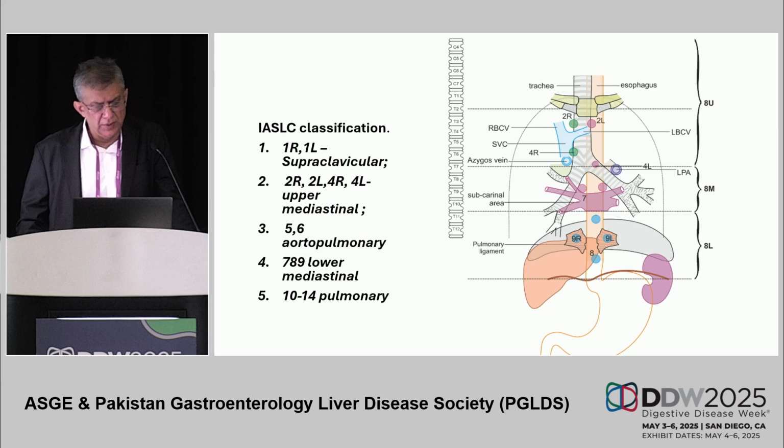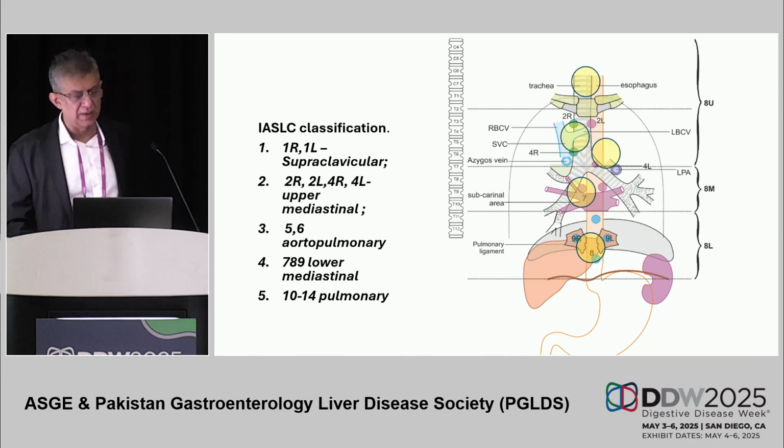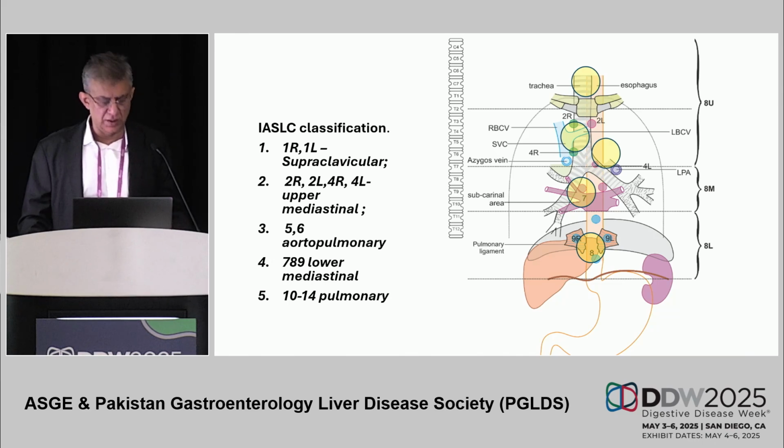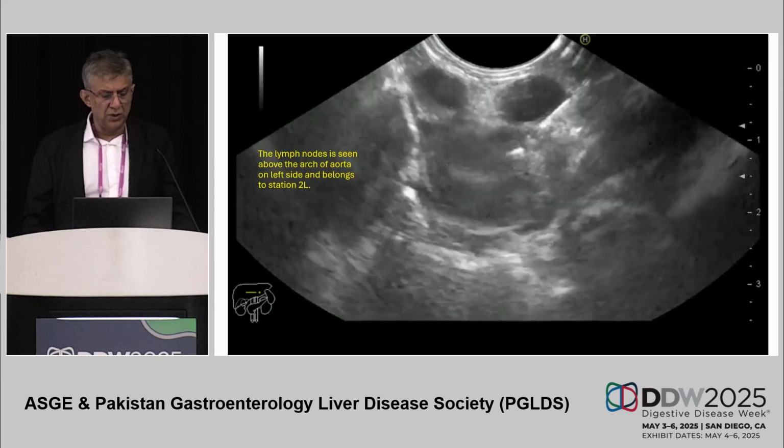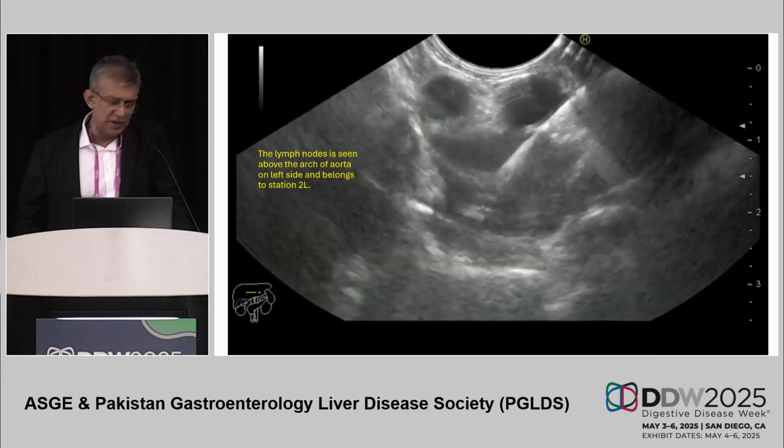When you do the ISGE classification, this generally applies to lung cancer, but for esophageal cancer the nodes are sometimes described in the same stations that we generally describe for the lung. So these are the different stations that have been applied. I will not go into detail as to how to see these stations, but this just highlights the subcarinal area and the different areas that we see. Then you can sometimes do FNAC from higher up.